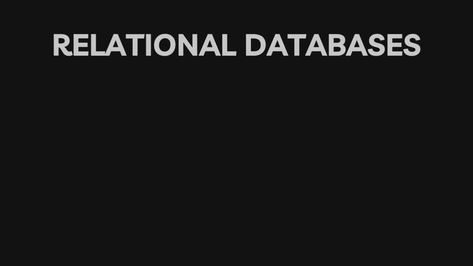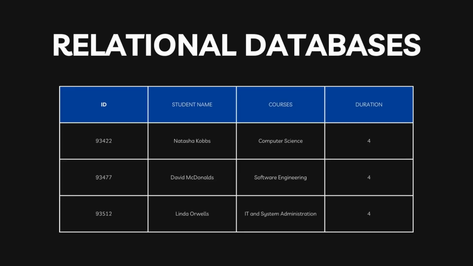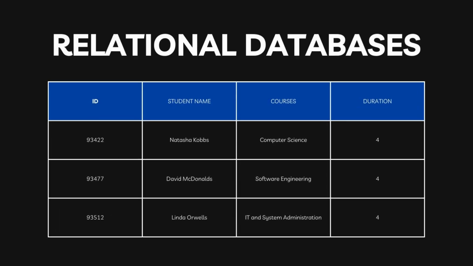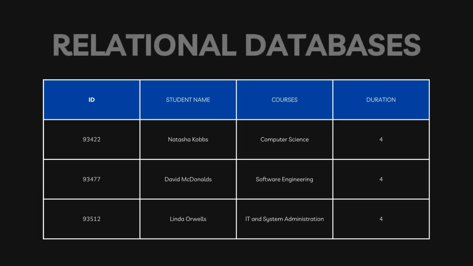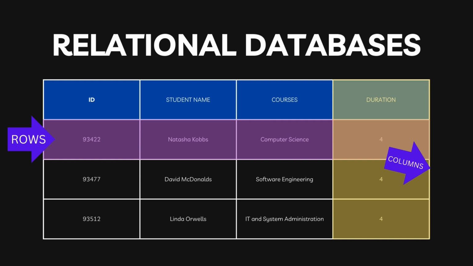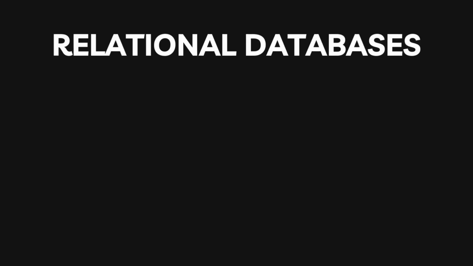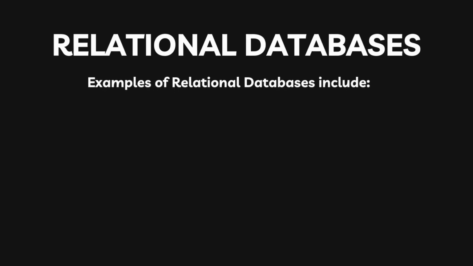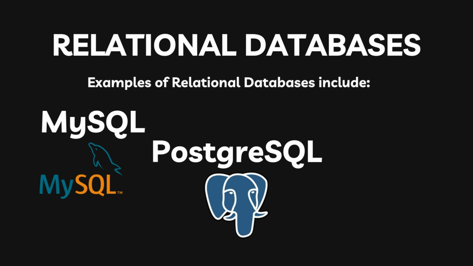Let's start with relational databases. These databases organize data into tables, much like an Excel sheet. Each table has rows, which represent individual records, and columns, which represent fields like names, dates, prices, and many other things. Some examples of relational databases include MySQL, PostgreSQL, and Oracle.